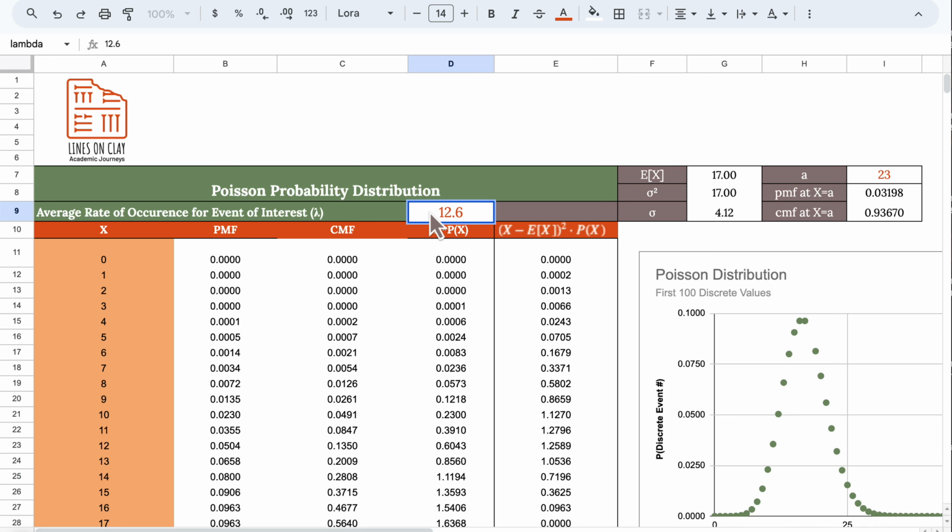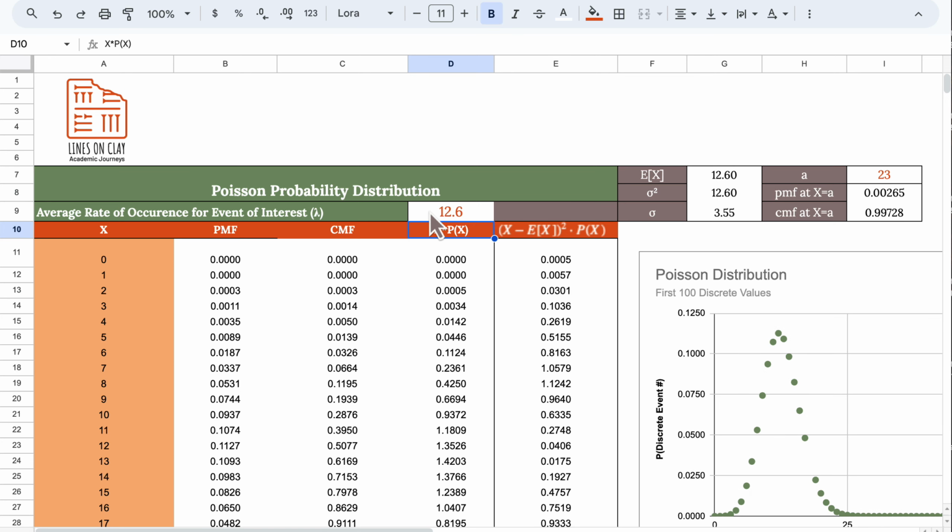but let's imagine that within a particular hour on an evening shift on a weekday, the Dutch Bros location might expect to have 12.6 customers per hour. That 12.6 long run average would be our lambda value. And the way that we would work through this chart or table or graph is column by column.